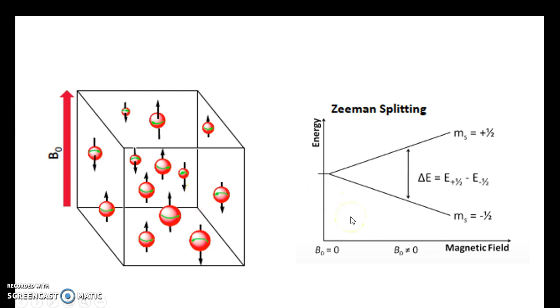The different quantized orientations will each have an energy level determined by the Zeeman splitting. And we can see here, as we add the magnetic field, the splitting occurs. And we see either the positive spin or the negative spin. And you can see when we add these up, the positive spin minus the negative spin, we see the change in energy.